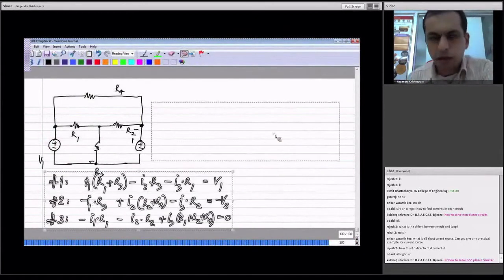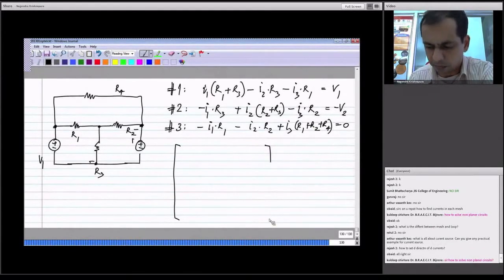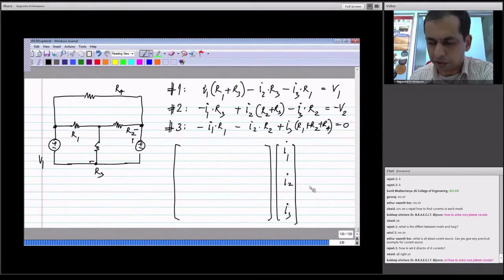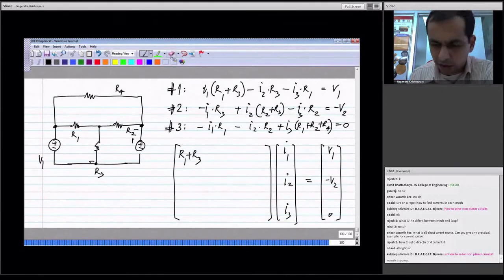And as with nodal analysis, I will write this in a matrix form as some matrix multiplying the vector of variables, which is the vector of mesh currents, equal to the source, the vector of independent sources, which is V1 minus V2 and 0. And here you will have R1 plus R3. So this is what is multiplying I1. And the next would be minus R3 and minus R1. So this is for mesh number 1.